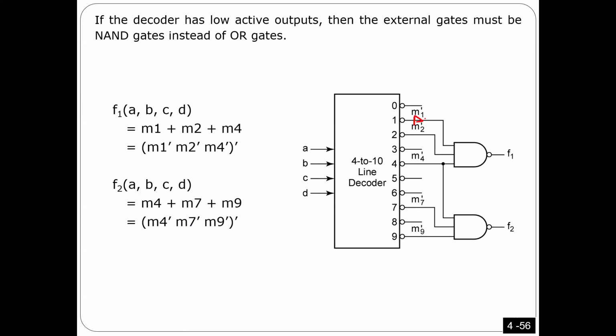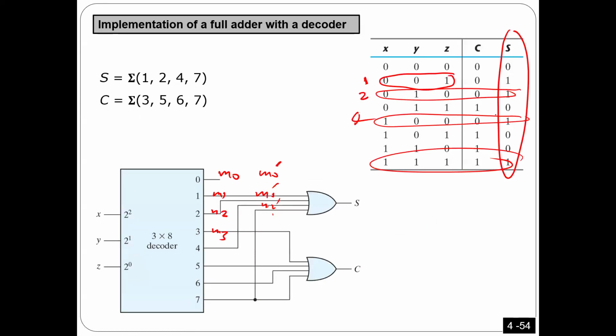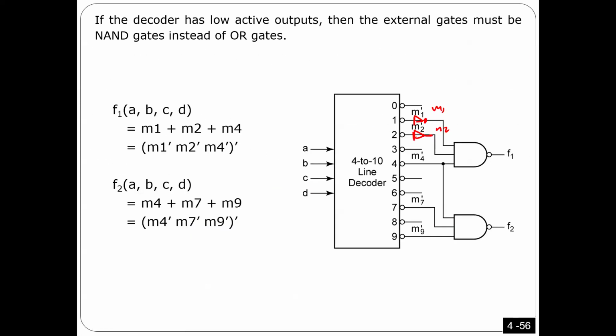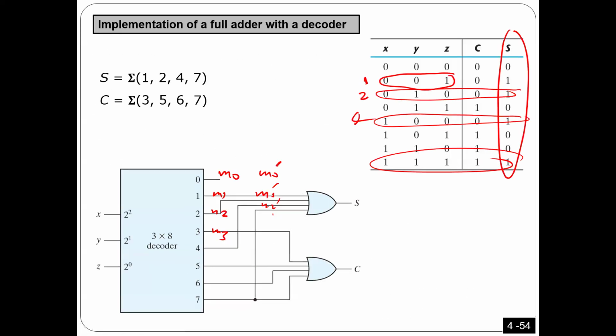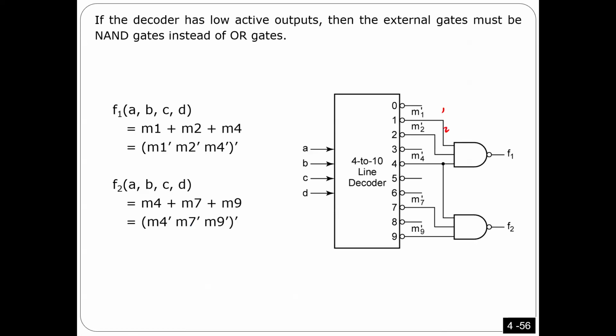For sure, you can put inverters here to get M1, M2, and then you can use an OR gate as I explained before. You can do that, but I have a better idea. So again, one idea is to put inverters in and then use an OR gate. But what I will do now, instead of using an OR gate, I'm going to use a NAND gate. But how can you use a NAND gate? I'm going to tell you. Look here, guys.